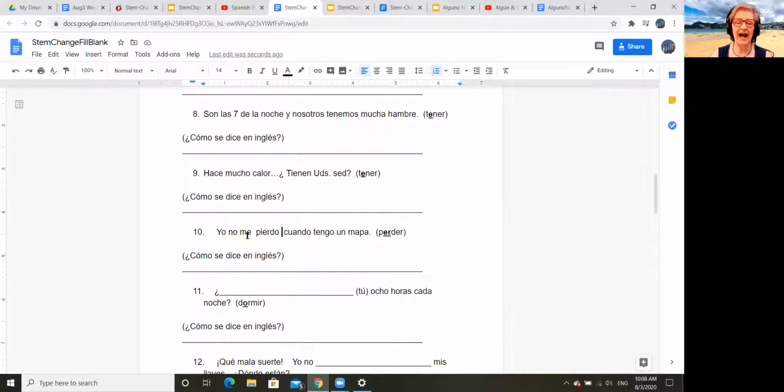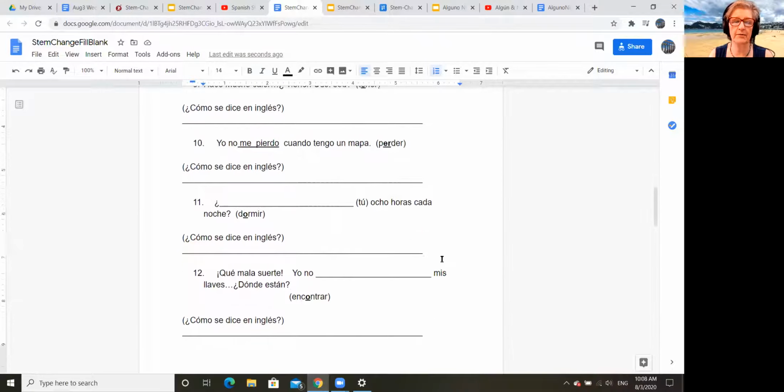Okay. And the me pierdo, actually, that kind of has to go together to mean that somebody is lost versus they lose a thing. We need that me to work together with the verb pierdo. And for now, you just need to accept that that is what it is. To get lost means I need that extra little word me in front of pierdo.